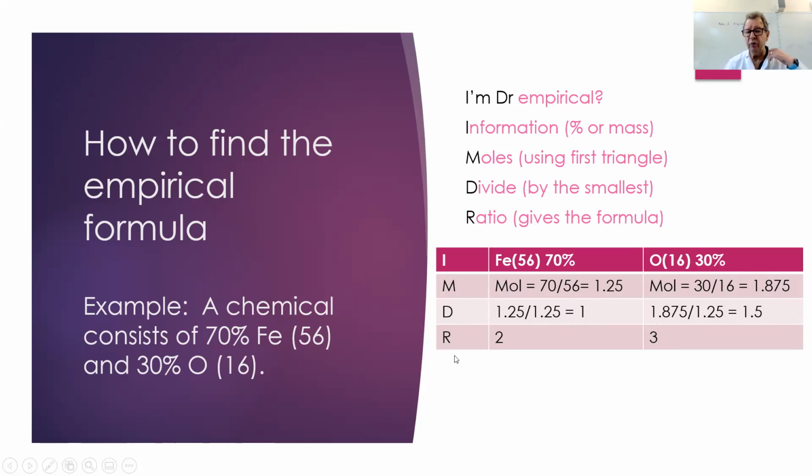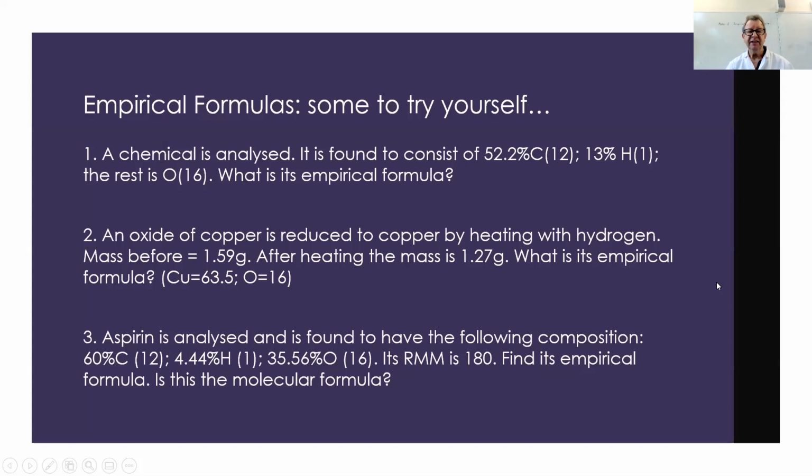Now, the reason we've got ratio here is because sometimes this will produce 2 integers, 2 whole numbers, and sometimes it won't. We can't have 1.5 oxygens. So we've got to find a way to turn both of these numbers into integers and do the same thing to both of them. 1.5, if I double it, becomes 3. So I double this one and that one, it becomes 2 and 3. So the empirical formula is Fe2O3. Simple.